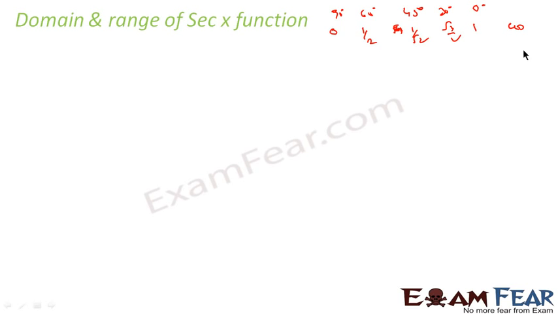Cosec is 1 by cos. So I'll say sec is 1 by cos: 1 by 1 is 1, 1 by root 3 by 2 becomes 2 by root 3, 1 by root 2 is equal to root 2, 1 by 2 is equal to 2, and 1 by 0 is equal to infinite. So we have these values of sec.